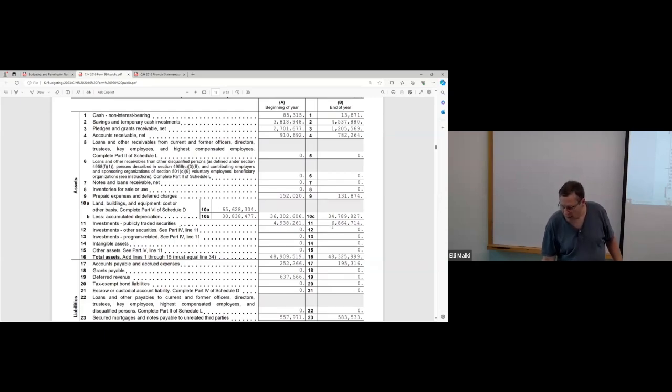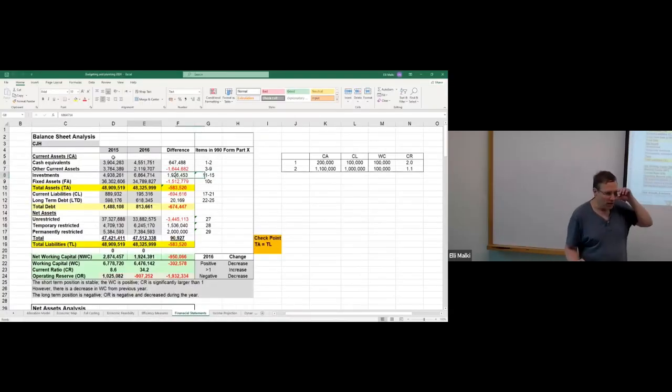And we can see the number 6,864,000. If we move to our Excel, you can see this figure here. This is the figure for investments.